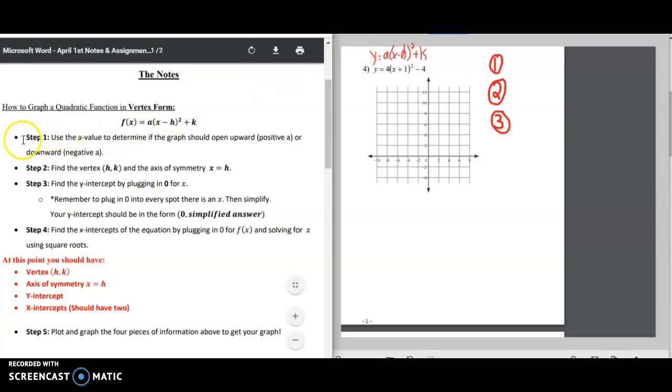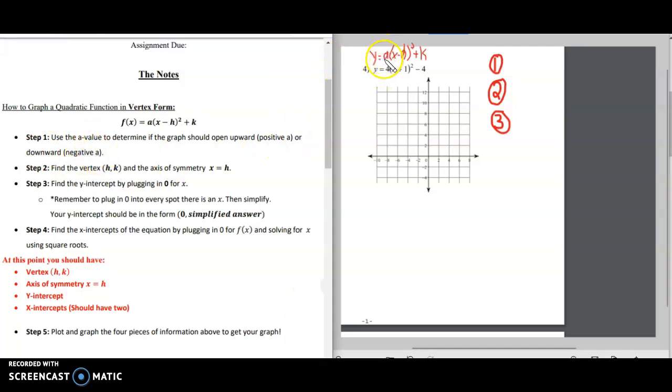So let's look over here at our notes. Step 1. Use the a value to determine if the graph should open upward, which means a positive a, or down, which is a negative a. So I'm going to look at the number in my a spot. Well, here's my a. It's on the right on the outside of my parentheses, so if I go straight up below it, the number in my a spot is a 4. That is a positive 4, so that tells me for step 1, my graph is going to open up. You can draw an arrow pointing up. You can write the word up. I just personally like arrows.